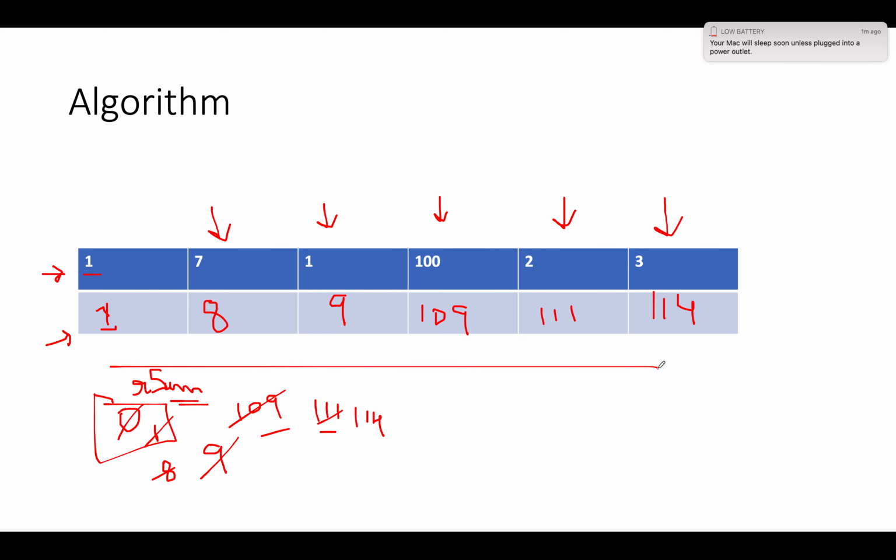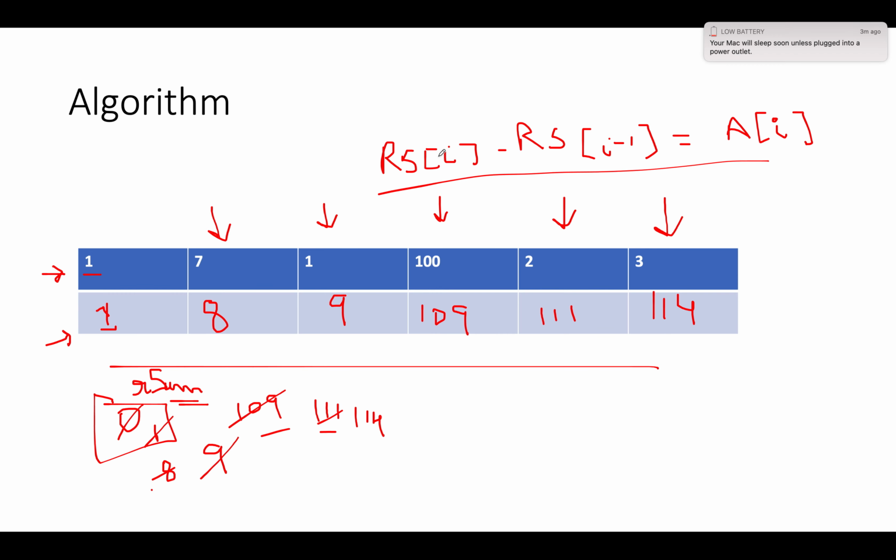This question forms the basis of the prefix sum concept. If you carefully observe, running sum rs of i minus rs of i minus 1 gives you the current value that is held at array of i. So this is a very important concept of prefix sum, that running sum or the prefix sum at the ith index minus prefix sum at i minus 1 index gives you the current value that is held at the ith index in the input array.